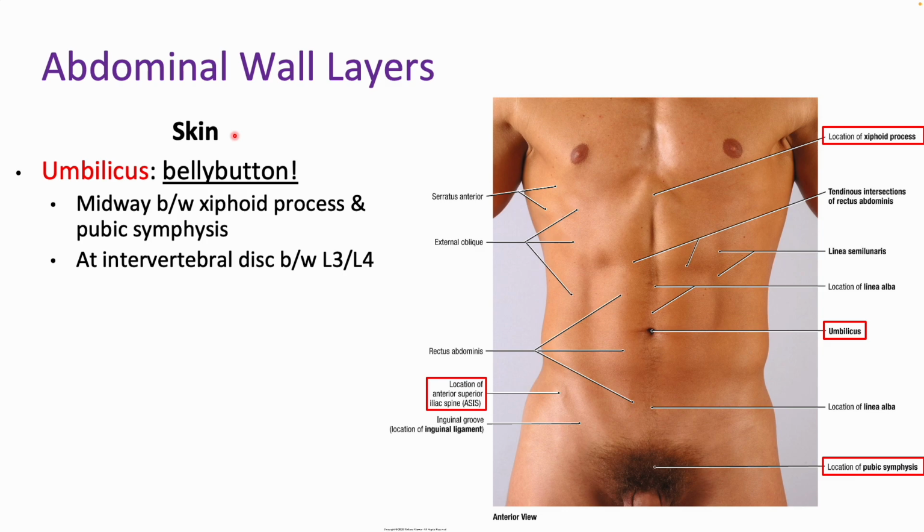Looking at our abdominal wall layers, first we'll start with the skin, and the main thing we're really going to see here is our umbilicus. This is also known as our belly button, so that's going to be right here, and this is found midway between our xiphoid process, which will be up here, and the pubic symphysis, which is going to be down here. You can see that here. A lot of what we're going to look at is in this region here. We also want to note that the umbilicus is a good superficial landmark for the intervertebral disc between L3 and L4. So that's about the level that we're looking at here.